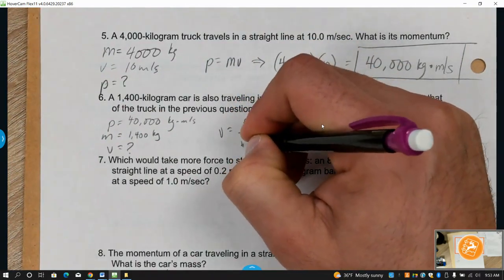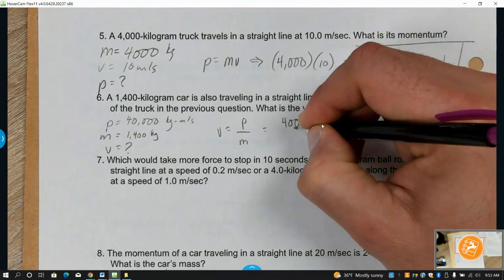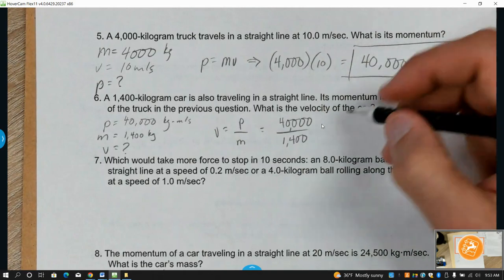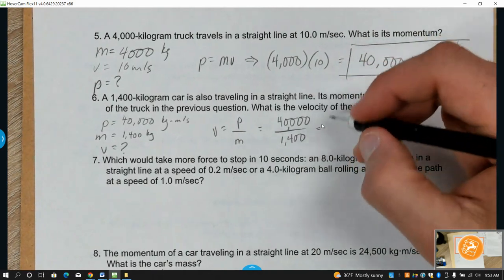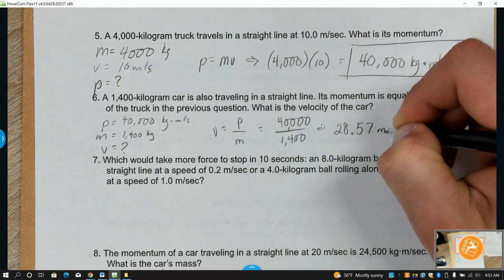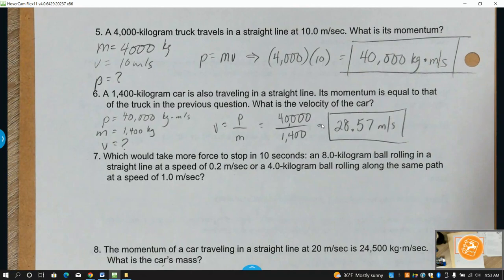Velocity is momentum over mass. 40,000 over 1,400. This comes out to be approximately 28.57 meters per second. So yeah, definitely pretty solid there.